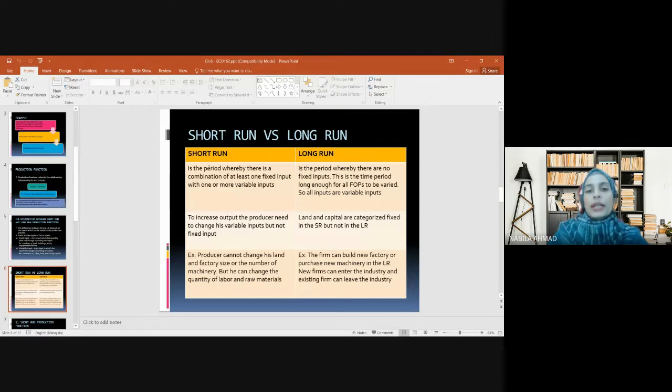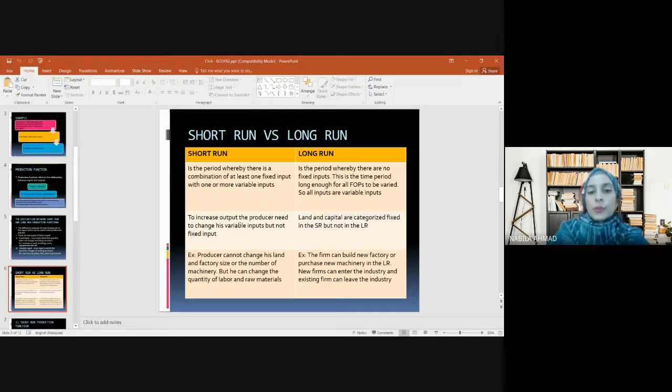So, what is short run? Short run is the period whereby there is a combination of at least one fixed input with one or more variable input. Short run adalah jangka masa di mana akan ada variable input dan fixed input. Kenapa kita ada fixed input in the short run? Sebab jangka masa short run tu terlalu pendek for the fixed input to change. So, fixed input cannot be changed or cannot be varied in the short run. Dia perlukan masa yang lama baru dia boleh ubah. That's why kita kata in the short run there is variable and fixed input.